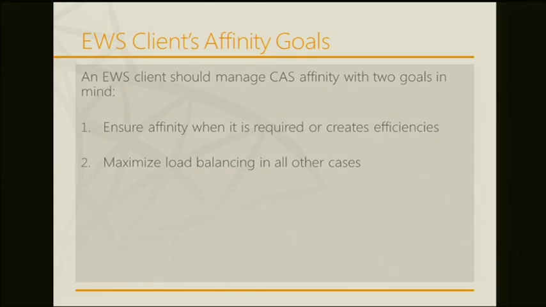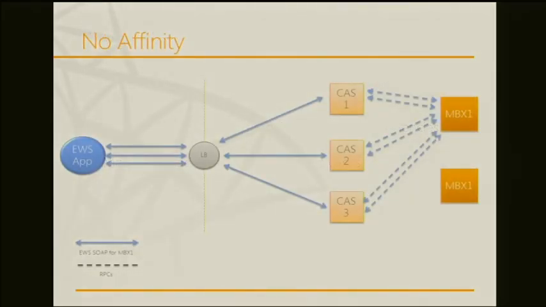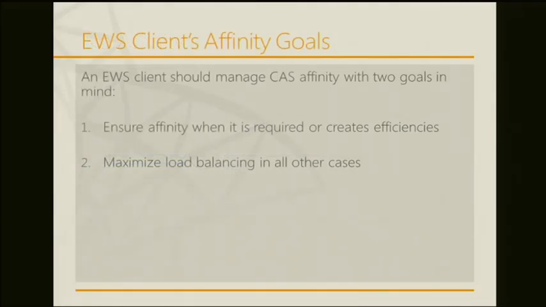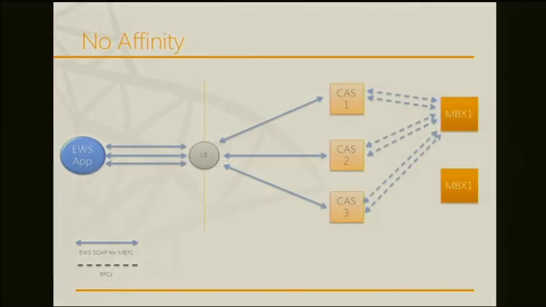So based on the previous notes, we have two main goals as a client application, and this is with any EWS client, whether that's a service application or just a mail client based on EWS. Firstly, I want to ensure affinity when it's required or creates efficiencies. There are times when it's good to send every request back to the same CAS server. The second thing is, in all of these other cases, I want to make sure that all the requests coming from my client or my application are getting balanced, that the load is shared across all the servers in the array so that I can maximize my throughput. They're kind of contradictory, but we'll walk through how that works. I'll come back to the managed API after we talk through this.